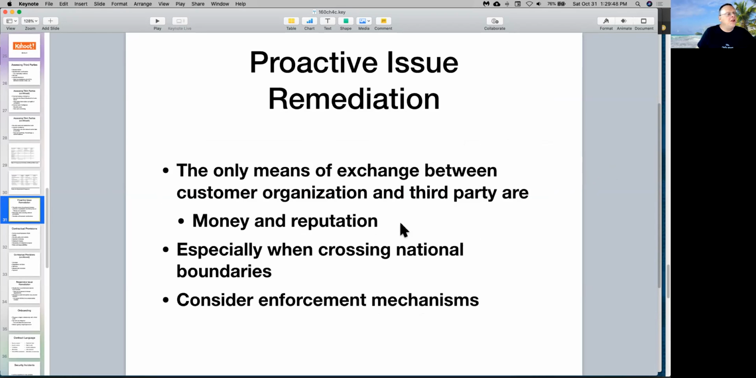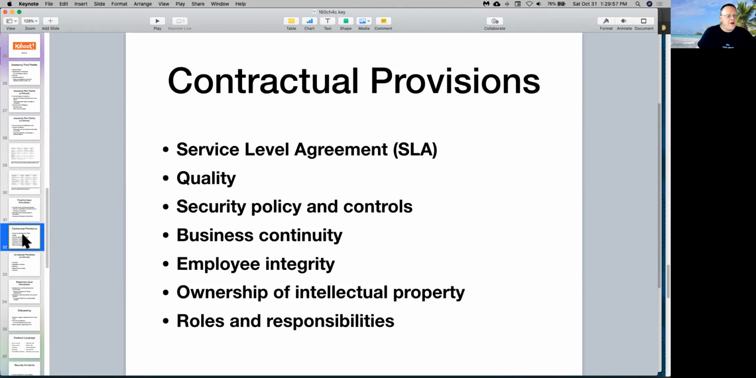That's really the only leverage you have over a typical third party, especially if you're going across national boundaries where you probably can't even legally sue. So it's an issue to have enforcement mechanisms. You might have a service level agreement where they sign a contract and there are specified penalties for failing to live up to it. They promise a certain level of quality.